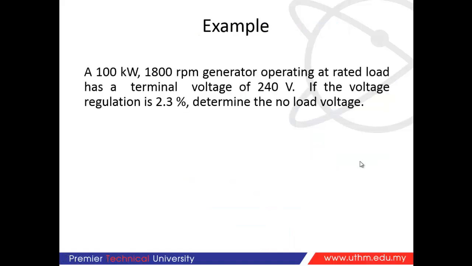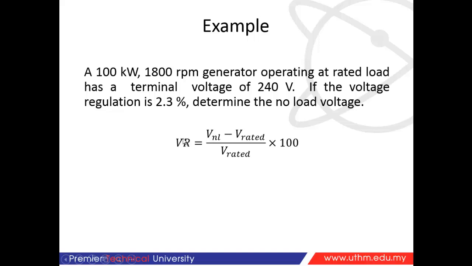For example 1, we have a 100 kilowatt, 1800 RPM generator operating at the rated load, which has a terminal voltage of 240 volt. This is the rated voltage. If the voltage regulation is 2.3%, determine the no load voltage. What is the equation for this? We can use the voltage regulation equation, which is this equation.